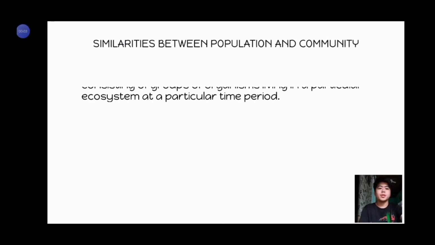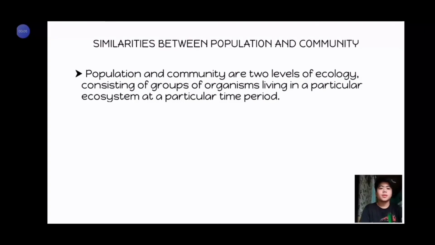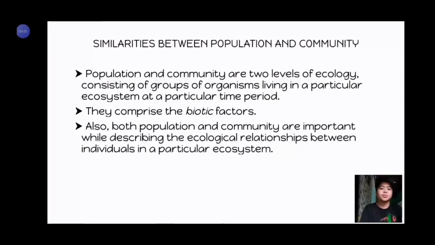Similarities between population and community. Population and community are two levels of ecology consisting of groups of organisms living in a particular ecosystem at a particular time period. They comprise the biotic factors. Also, both population and community are important while describing the ecological relationships between individuals in a particular ecosystem.